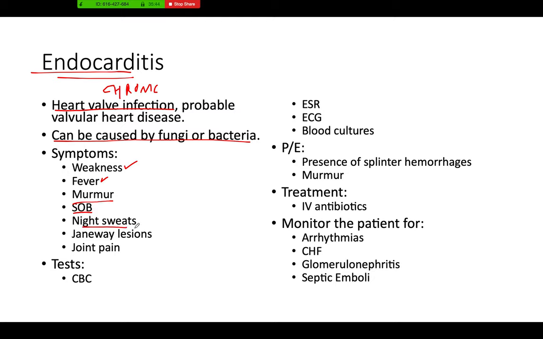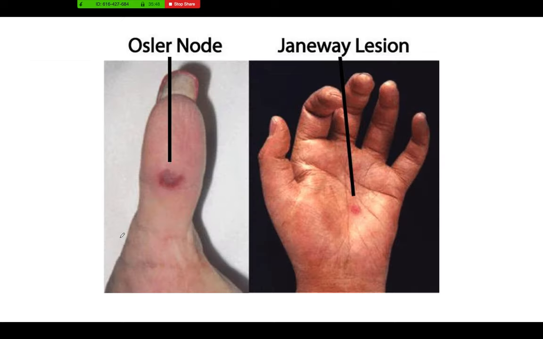Night sweats are typical. Janeway lesions, and I think I have a picture here. Yes. So a Janeway lesion is essentially a little bit of bacteria that's growing right under the skin. And so if we can look at our heart, here's our valve, right?